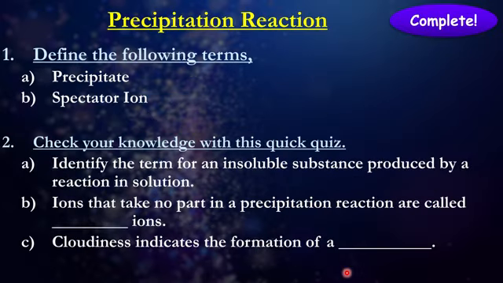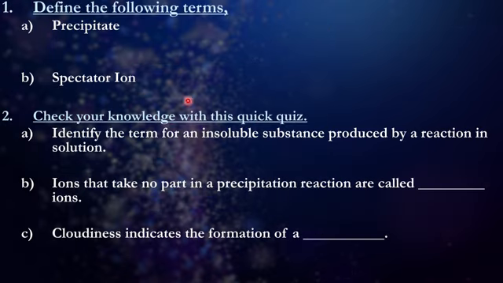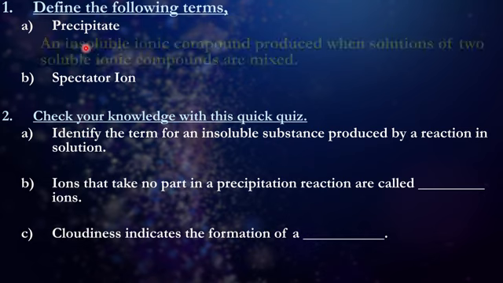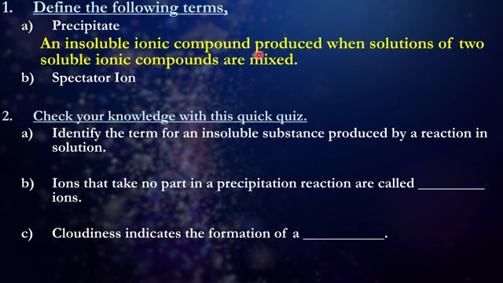Let's look at some example questions. So let's go through these one step at a time. Question 1 says, define the following terms. What is a precipitate? Well, a precipitate is an insoluble ionic compound. Ionic compound, remember, is just made up of a metal and a non-metal. So I might just write that down. So it's just made up of a metal plus a non-metal. That's what an ionic compound is. And so that is what we see, okay?